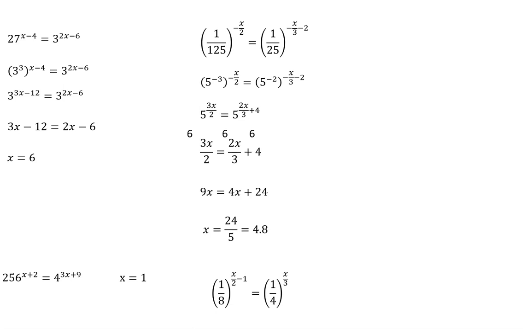Try this equation: 1 over 8 to the x over 2 minus 1 equals 1 over 4 to the x over 3. Pause the presentation, find the solution, and then resume. 1 over 8 would be 2 to the negative 3. 1 over 4 would be 2 to the negative 2. And solving all the way through, we would get x equals 18 over 5, or 3.6.